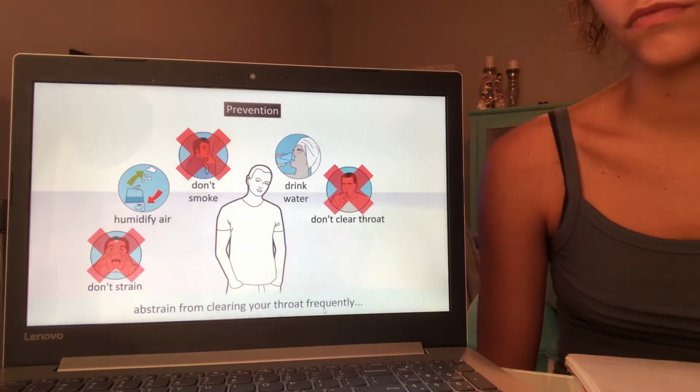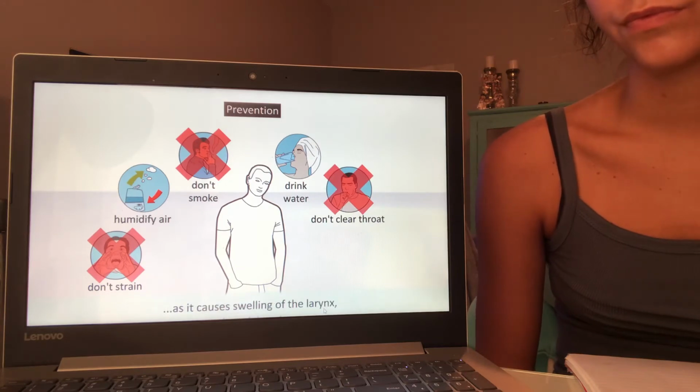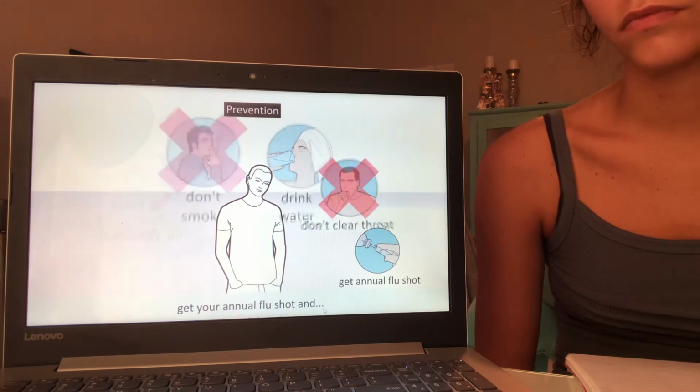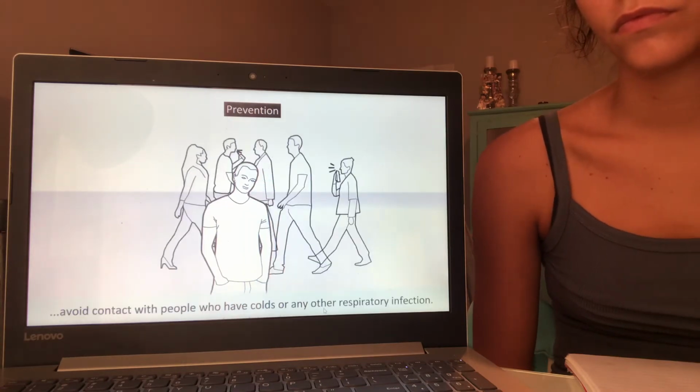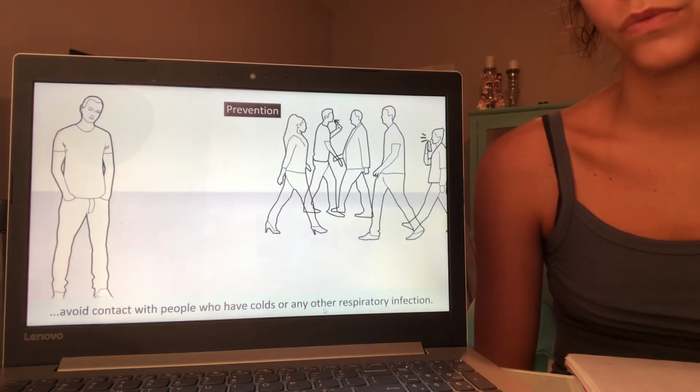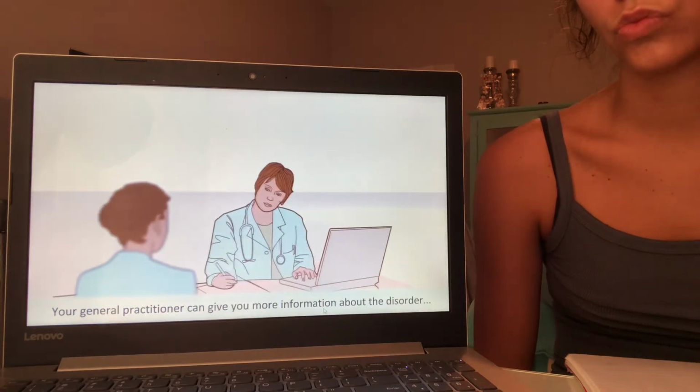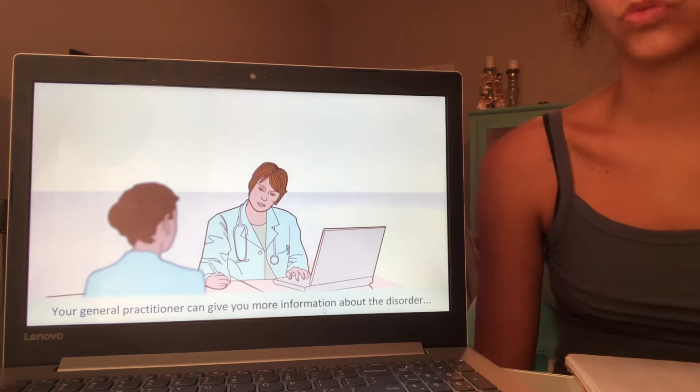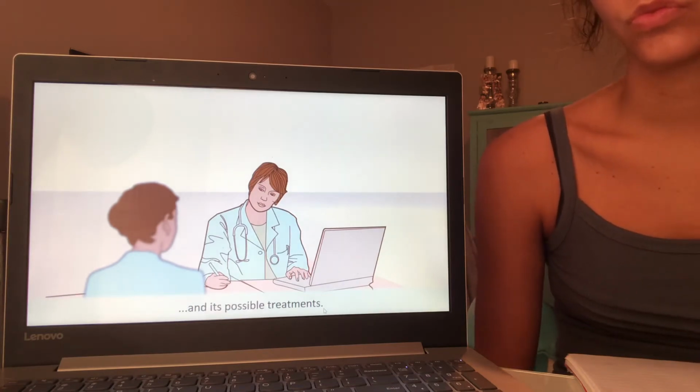Abstain from clearing your throat frequently, as it causes swelling of the larynx. Get your annual flu shot, and avoid contact with people who have colds or any other respiratory infection. Your general practitioner can give you more information about the disorder and its possible treatments.